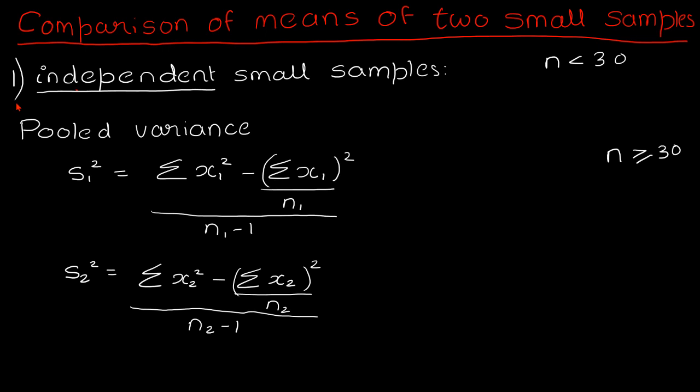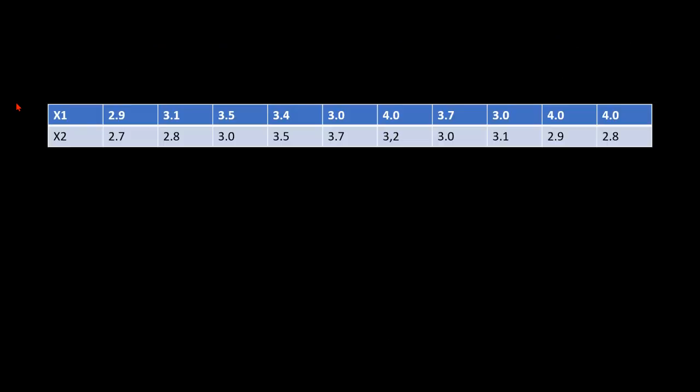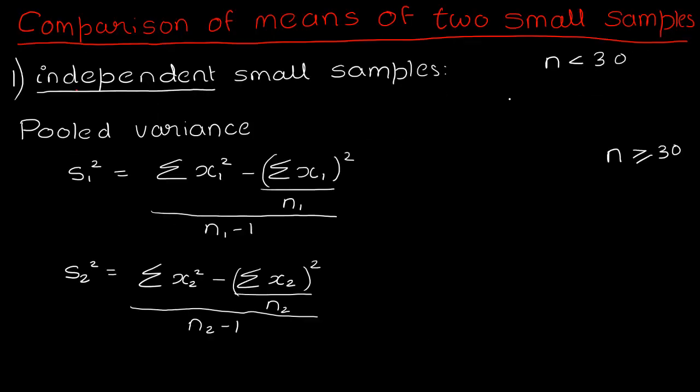Now for independent small samples, two sample datasets are given, for example x1 values and x2 values. We need to calculate the variance. In this case the variance is defined in a different way, that is the pooled variance. When we combine the two samples and take the variance, it is called the pooled variance.